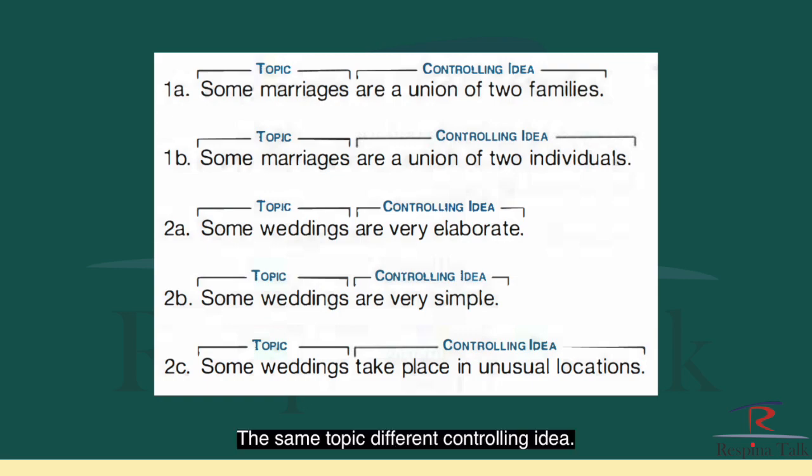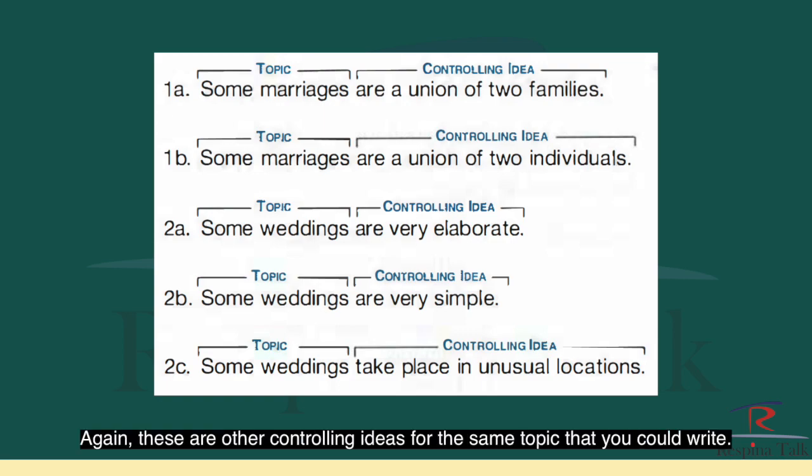Now, the same topic, a different controlling idea. Some weddings are very elaborate. Another controlling idea, some weddings are very simple. And another controlling idea, some weddings take place in unusual locations. Again, these are other controlling ideas for the same topic that you could write.